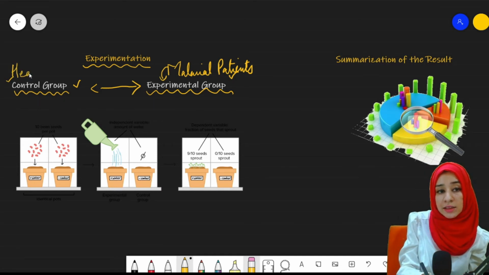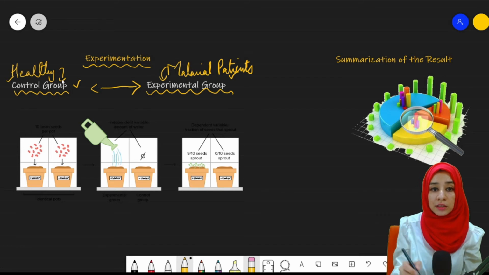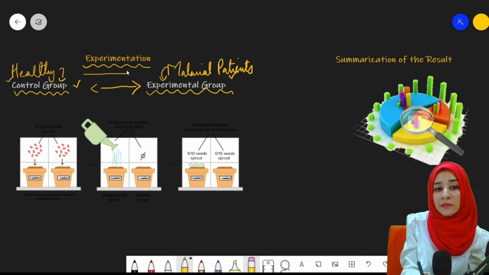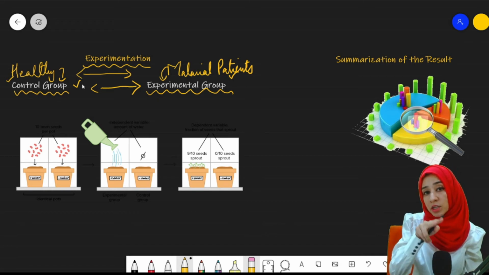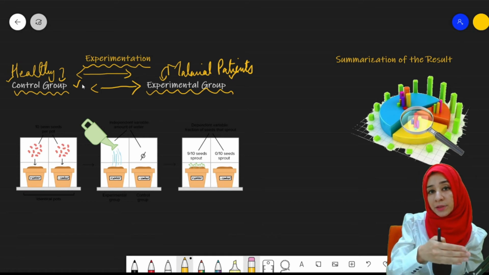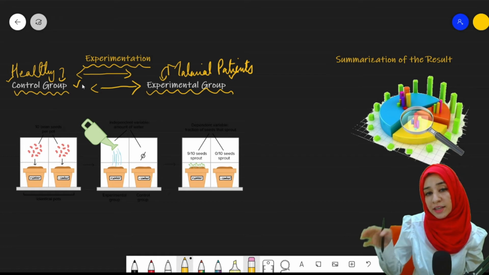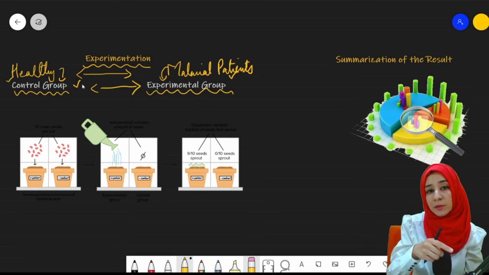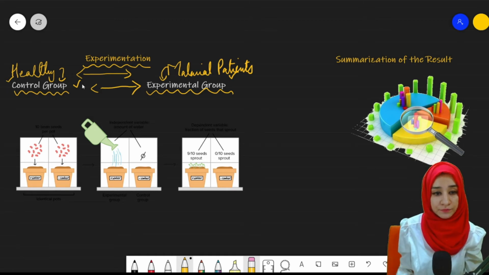Whereas the healthy individuals, as compared to those malarial patients, are the control group. These malarial patients will be compared with the healthy individuals to know what the difference between the two is, where they differ. What does a healthy person have which a malarial patient does not have, or vice versa? What malarial patients have in their blood which healthy people do not have. This is how both groups are compared with each other.